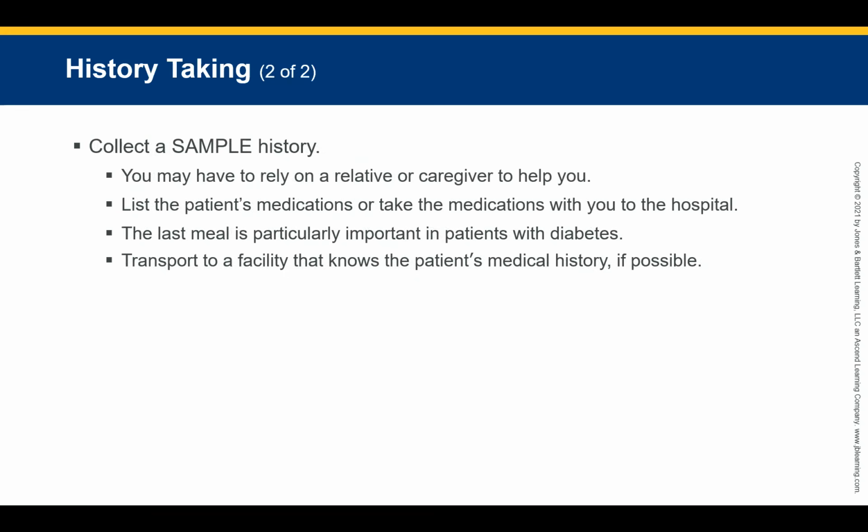A SAMPLE history. The chief complaint may be related to a chronic medical problem, or maybe something that's an off-the-wall acute problem. Obtain a list of the patient's medications, or what they currently take. Take the list. You don't have to take all the medicines if they have everything written down. Transport to a facility that knows the patient's medical history if possible. If they're from Mississippi, I'm not transporting them all the way up to Cincinnati General. It's just not going to happen. It's just going to be a new patient.